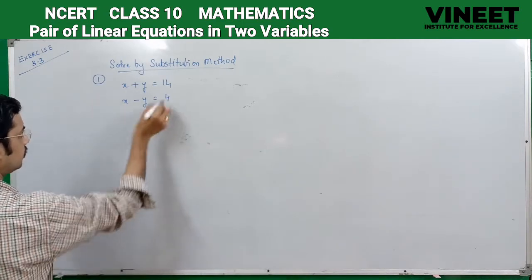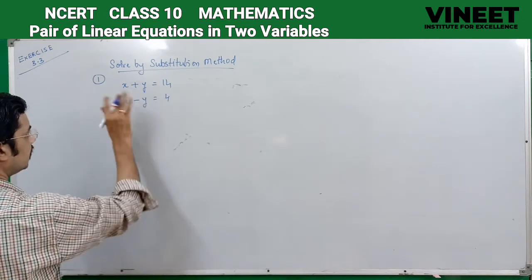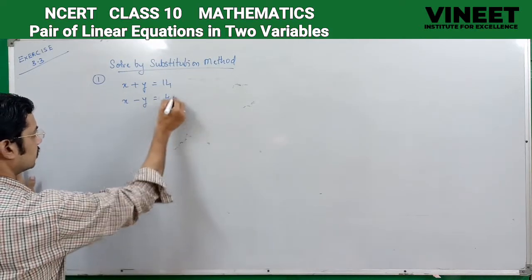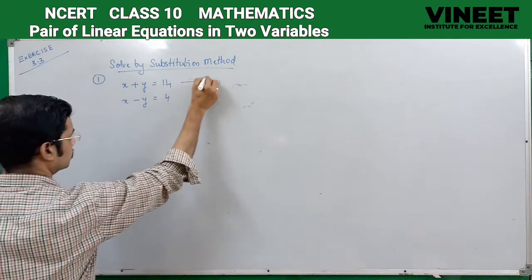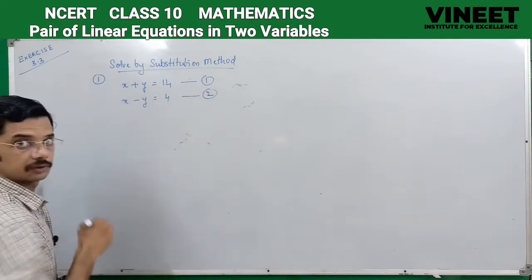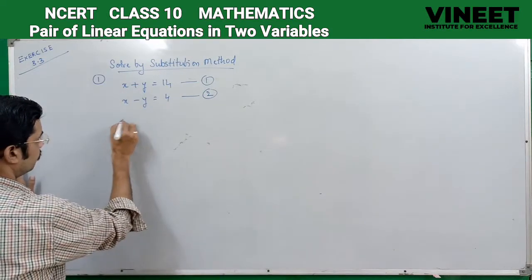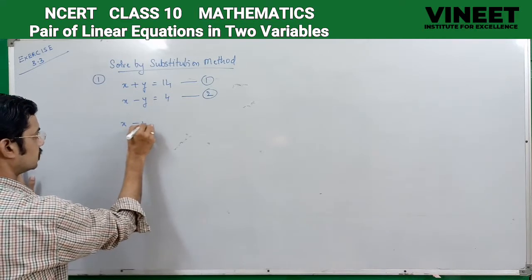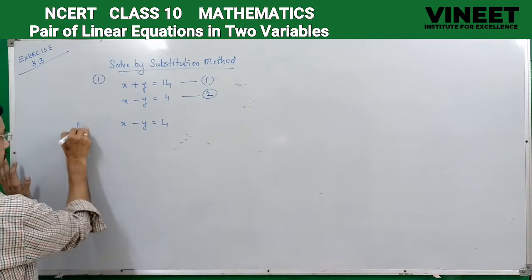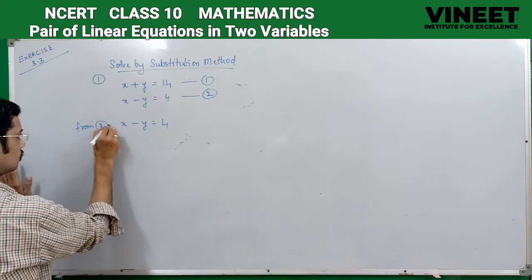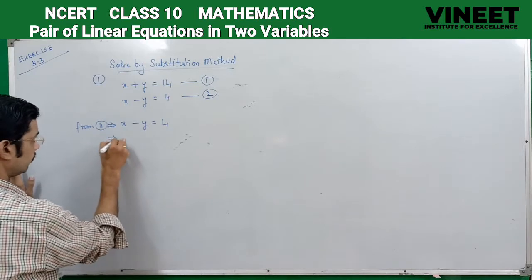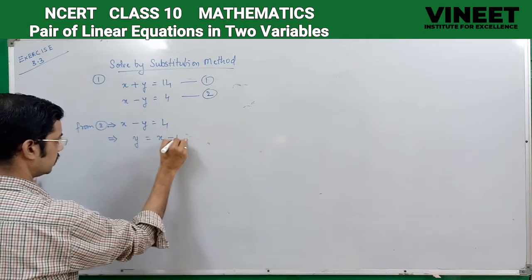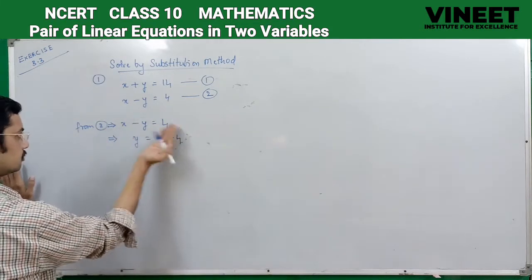So how can we do this? We will be converting any one of the variables in terms of the other variable. So let me take the second equation. This is the first equation and this is the second equation. Okay, so now from the second equation, x minus y equal to 4, this will give y equal to x minus 4.